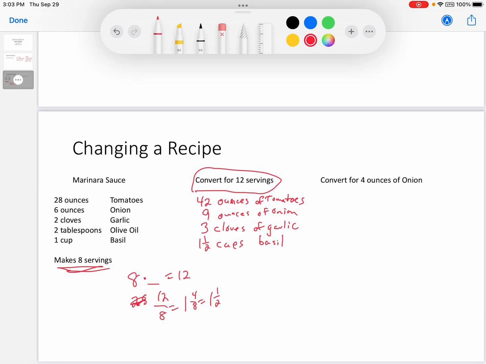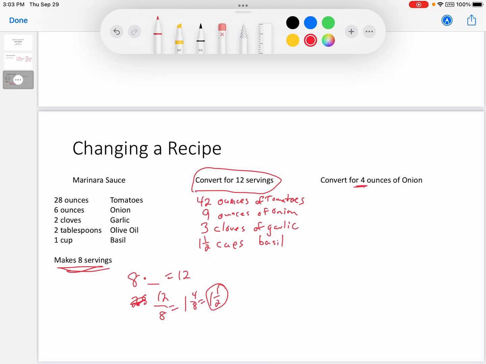And that's how you do it. You just have to multiply everything by 1 1/2. 1 1/2, by the way, is called the scale factor. Now, let's say you wanted to make this recipe, but you did not have 6 ounces of onions. Your onion was slightly smaller. Your onion only has 4 ounces.